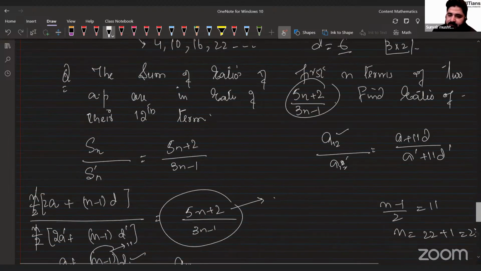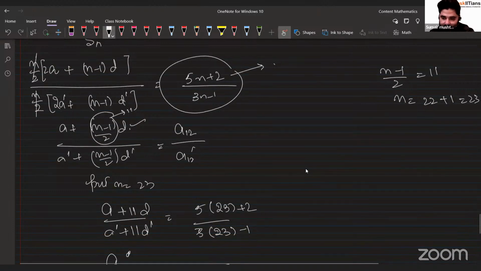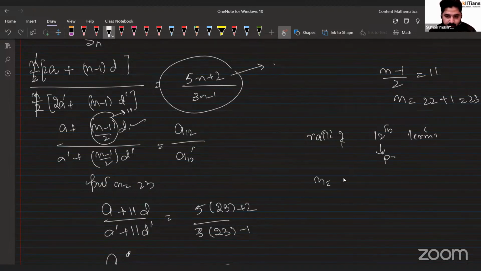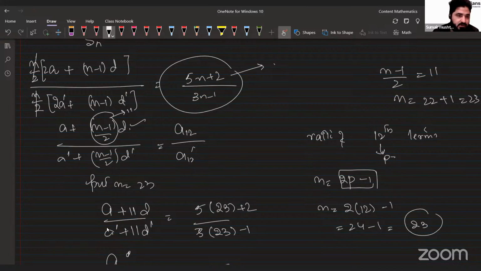See, I will give you a simple way how to do it. Simple way, the short form, we can say. Listen, we have to find the ratio of 12th terms, isn't it? Take this as P. Your n is always equal to 2p minus 1, whatever the ratio it is. So n will be equal to 2 times what's p? P is 12, so 24 minus 1, that is 23. Put the value 23, you got the answer.